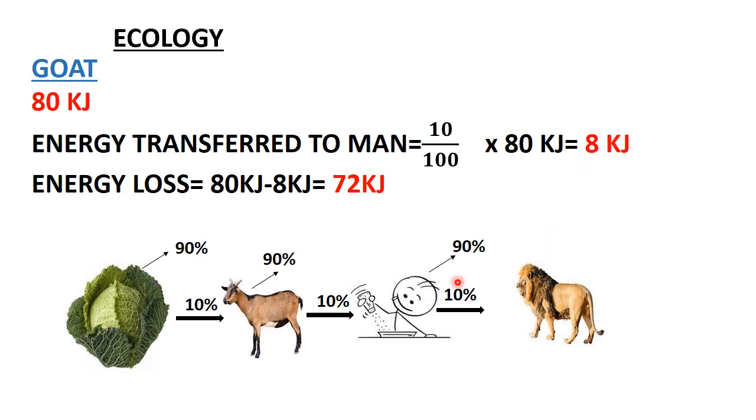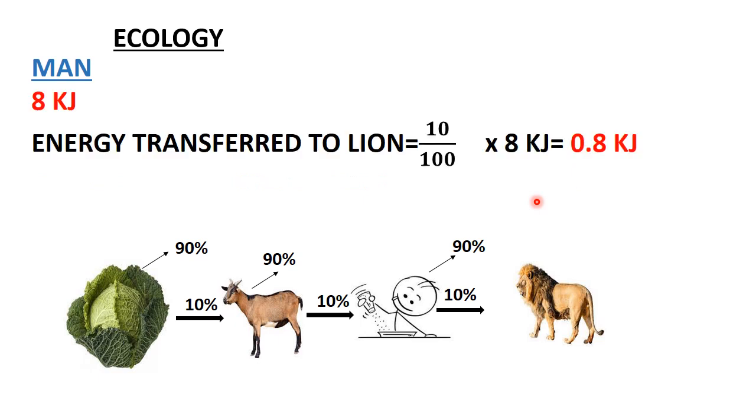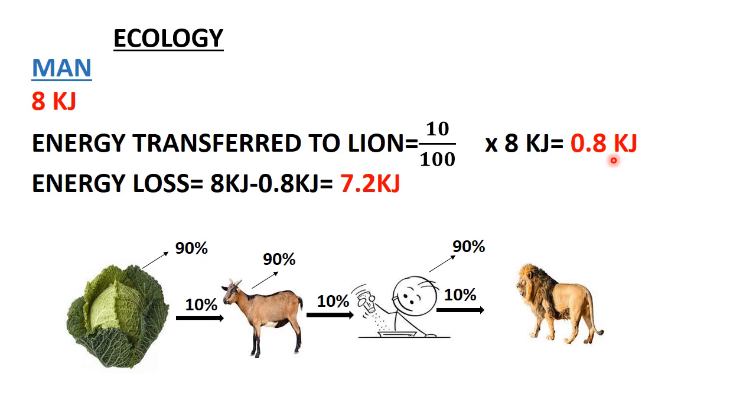What about the lion? The man has 8 kilojoules. So energy that is going to be transferred to the lion is just 10% of 8 kilojoules, which is 0.8 kilojoules. Again, the energy that has been lost when the man was doing the movement, the respiration, and of course when the man was unable to digest some part of the goat, such as the bones, is 8 kilojoules minus 0.8 kilojoules, which gives us 7.2 kilojoules. So this is how energy is transferred from the producer up to the higher consumers.